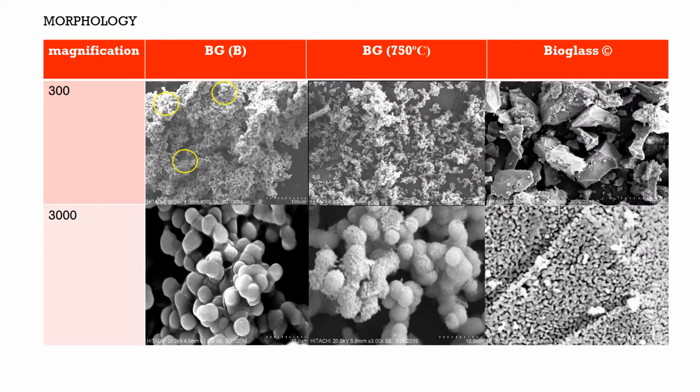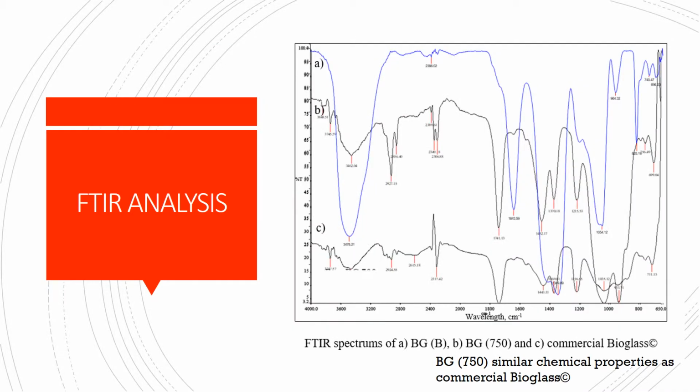With higher magnification, it can be observed that bioactive glass before sintering is still in gel form, whereas after 750 degrees Celsius, it is more crystalline. Whereas when compared with commercial bioglass, it was found that the particles are less dense compared to bioactive glass that is commercially produced.